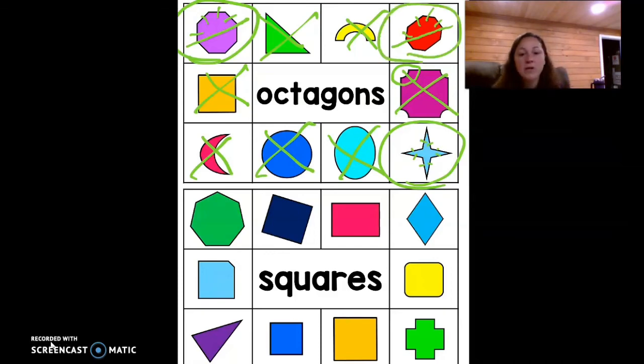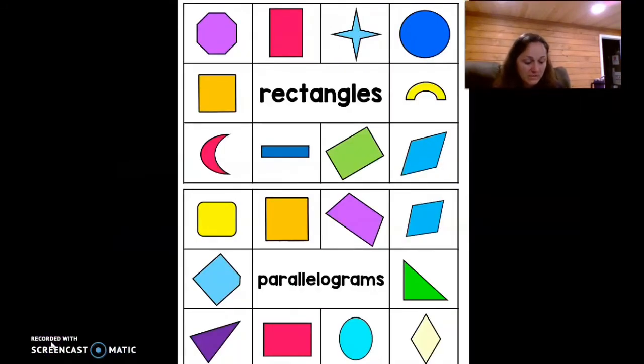Squares. We all know what squares look like, so I'm just gonna skip right by that one. Rectangles. We know what rectangles look like. Parallelograms. A parallelogram has straight sides. He has 4 lines that are parallel. So 2 pairs that go this way and 2 pairs that go this way. So I can cross off everybody who is not 4 straight lines.